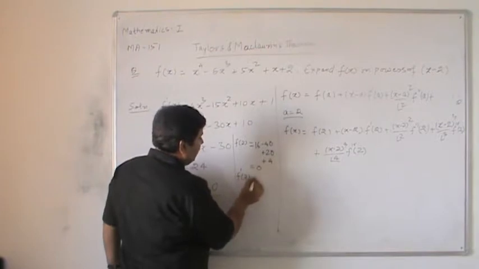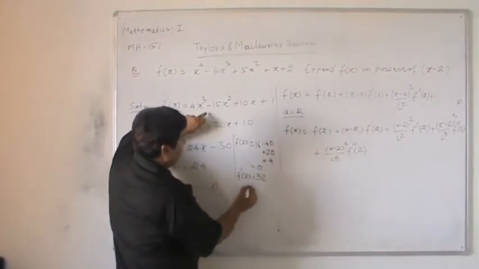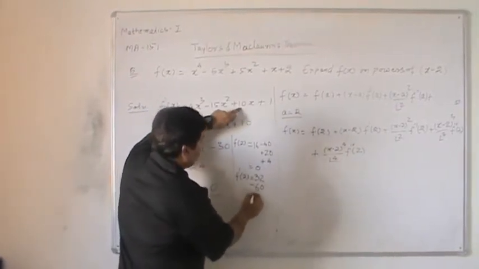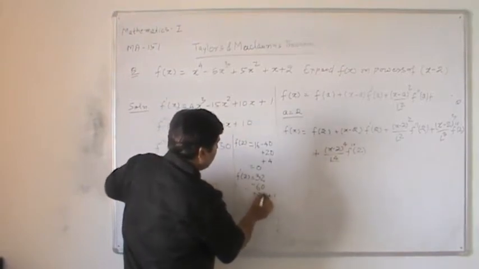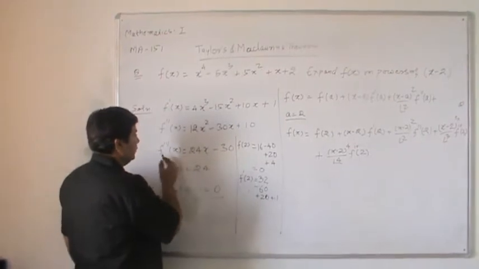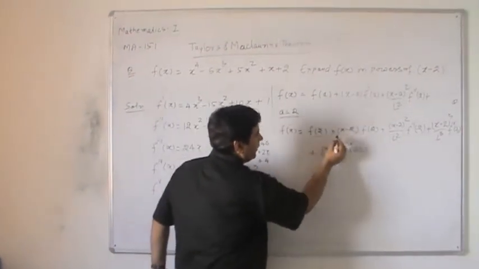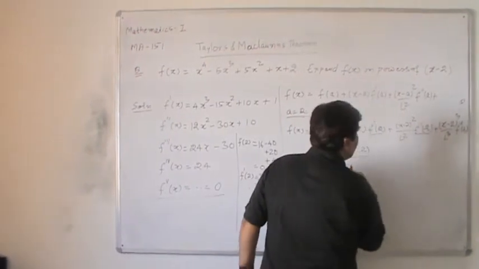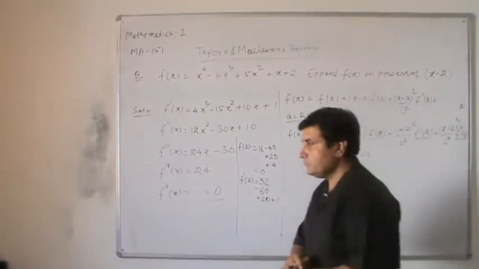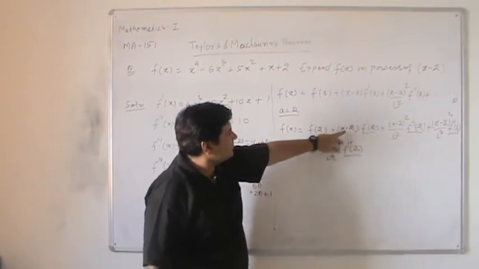Next, similarly you can calculate the value of f dash 2. The value will be 8 into 4, 32, minus 15 into 4, 60, plus 10 into 2, plus 20, plus 1. So you can calculate the value of this from here, and similarly you can calculate the value of the second derivative, third derivative and fourth derivative, and you can substitute the values of f(2), f dash 2, f double dash 2, f triple dash 2 and the fourth derivative here, and you will get the final answer: the final series expansion of this function f(x) in powers of x minus 2 only.